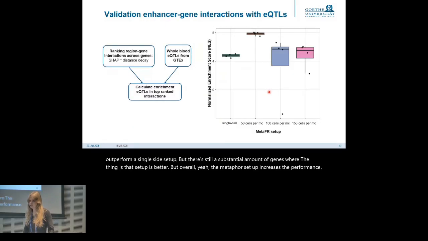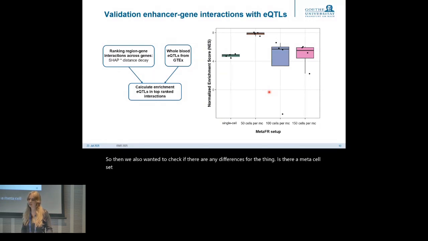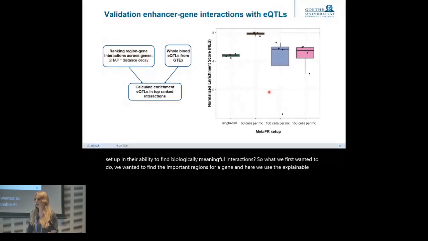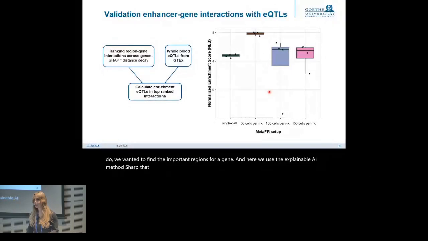So then we also wanted to check if there are any differences for the single-cell and metacell setup in their ability to find biologically meaningful interactions. What we first wanted to do was to find the important regions for a gene. Here we use the explainable AI method SHAP, which calculates the contribution of each feature to a model's prediction. We then use the SHAP value to rank the individual region-gene pairs across all genes, and we also used a distance decay weighting.